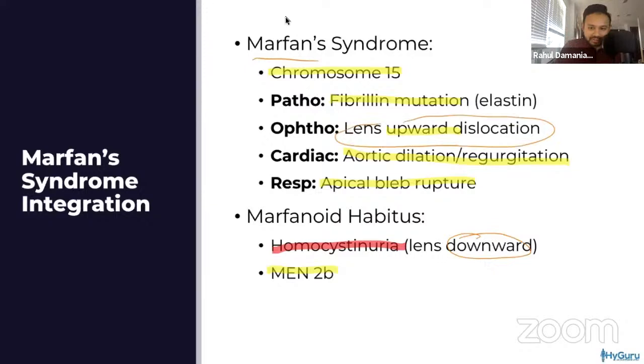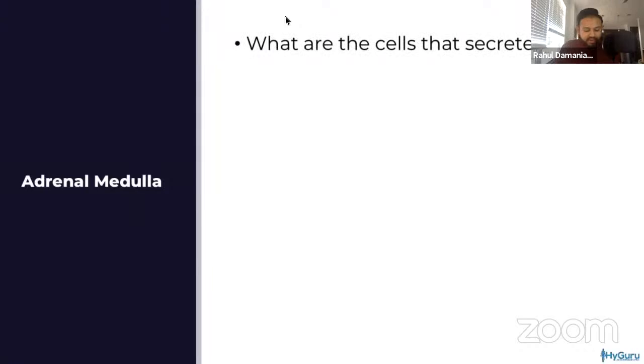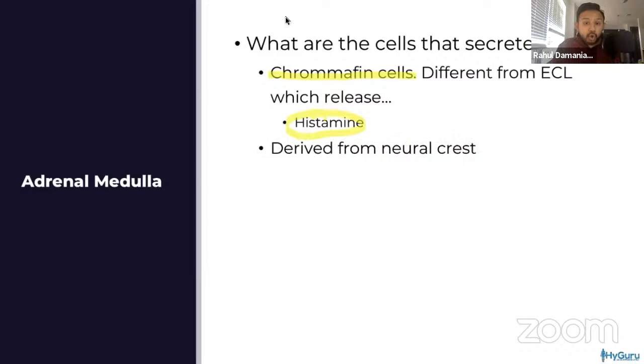The next concept we will be talking about is related to the adrenal medulla. So what cells secrete the catecholamines? And that is going to be the chromaffin cells. Now, the chromaffin cells are different from the enterochromaffin-like cells. And the enterochromaffin-like cells are seen in your GI physiology, and those secrete histamine. Both of these cells are going to be derived from neural crest.